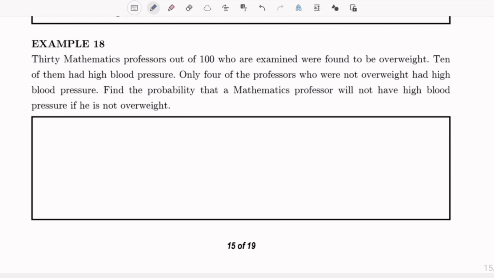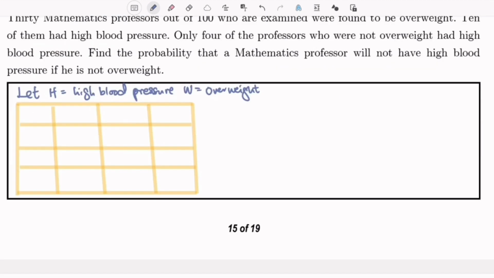Example 18. 30 mathematics professors out of 100 who are examined were found to be overweight. 10 of them had high blood pressure. Only 4 of the professors who were not overweight had high blood pressure. Find the probability that a mathematics professor will not have high blood pressure if he is not overweight. So let's draw a table for this question. Let H be high blood pressure and W be overweight. W complement, H complement. This is for total.